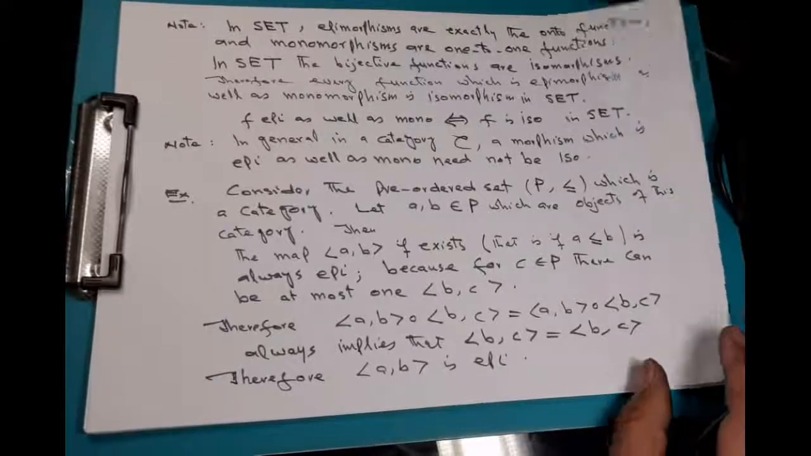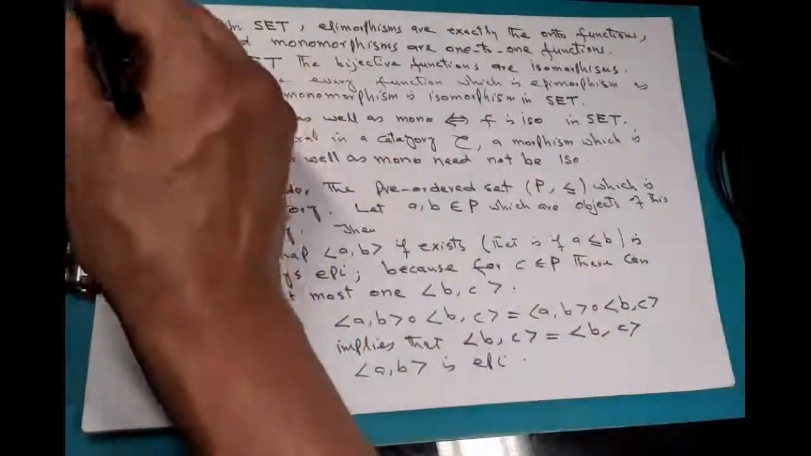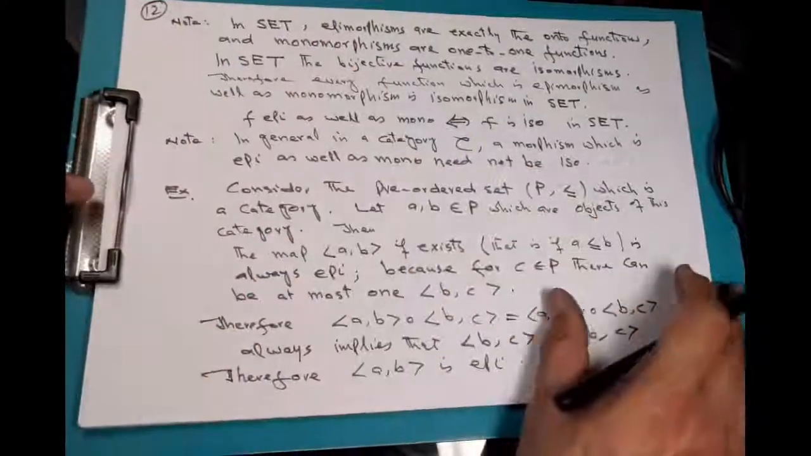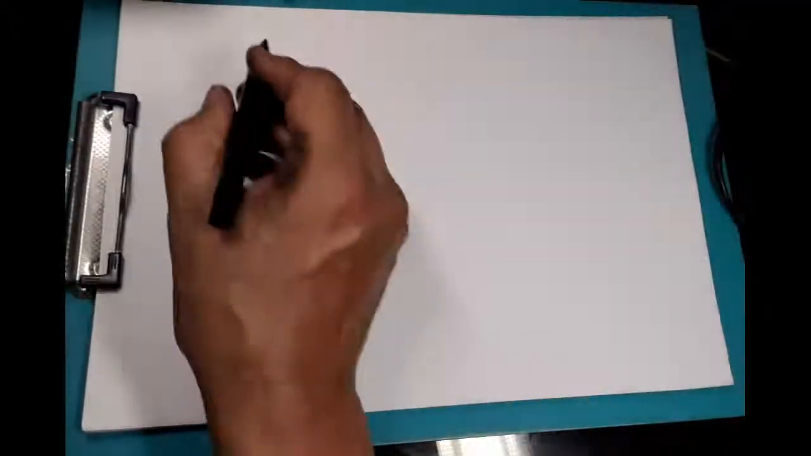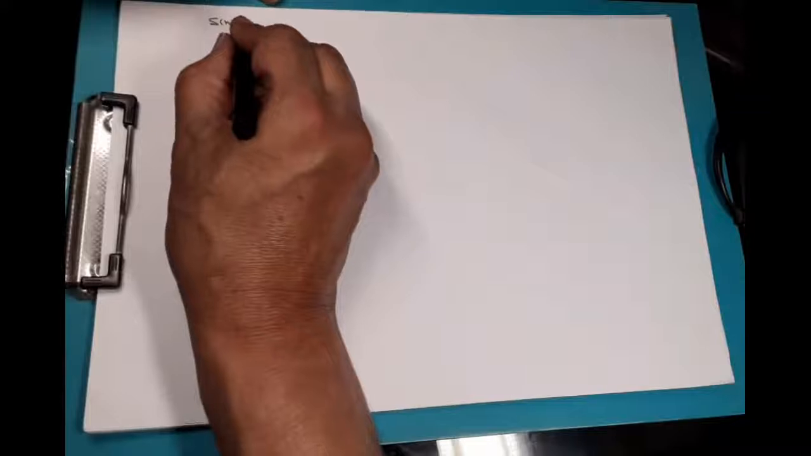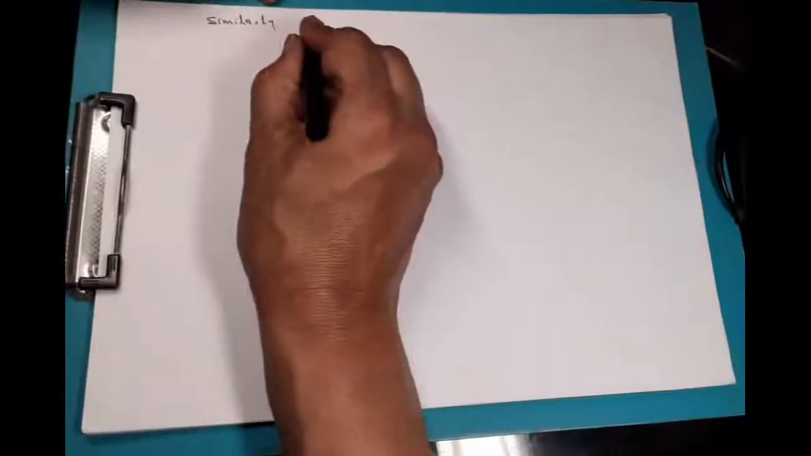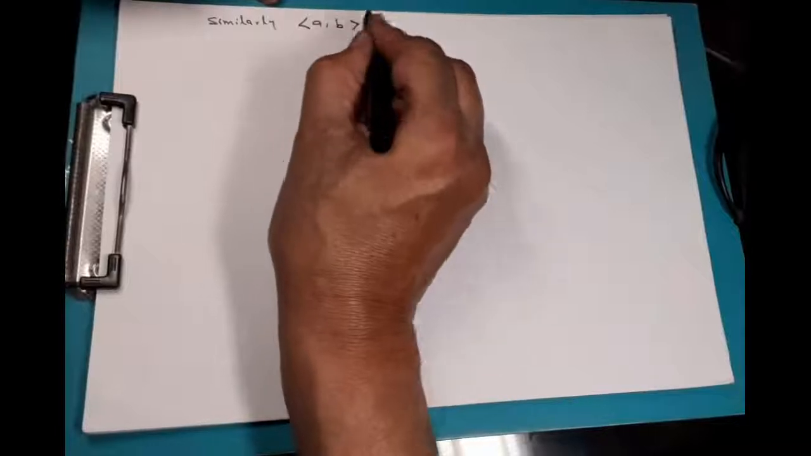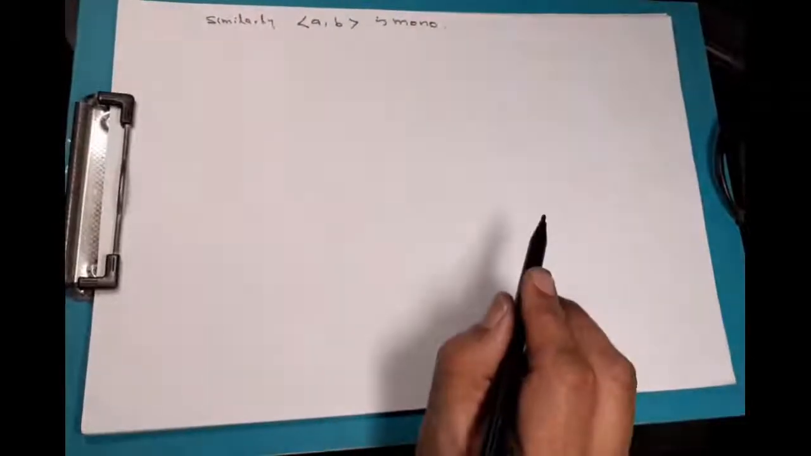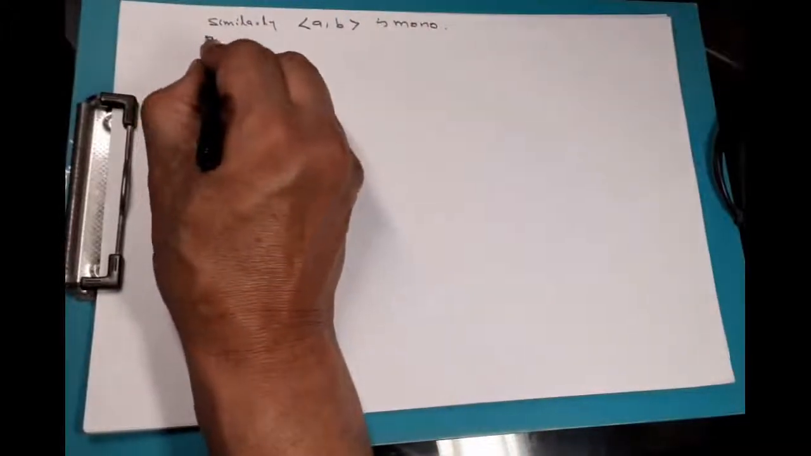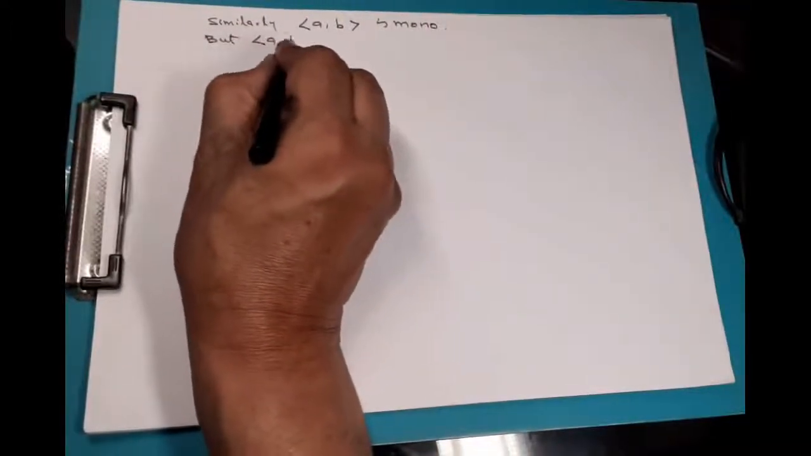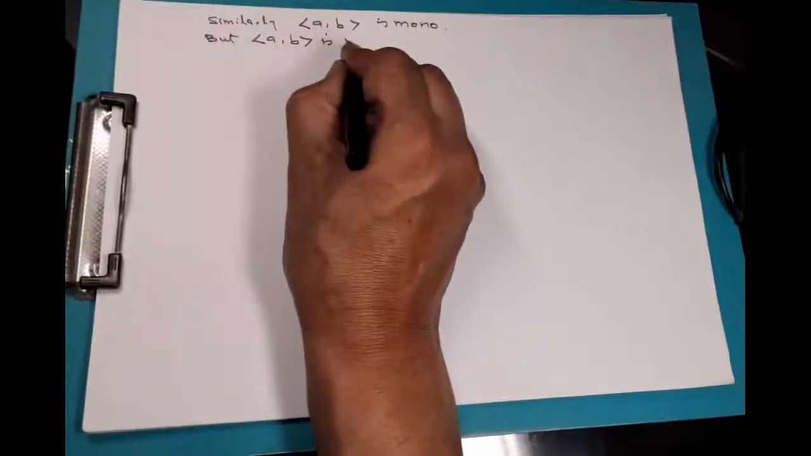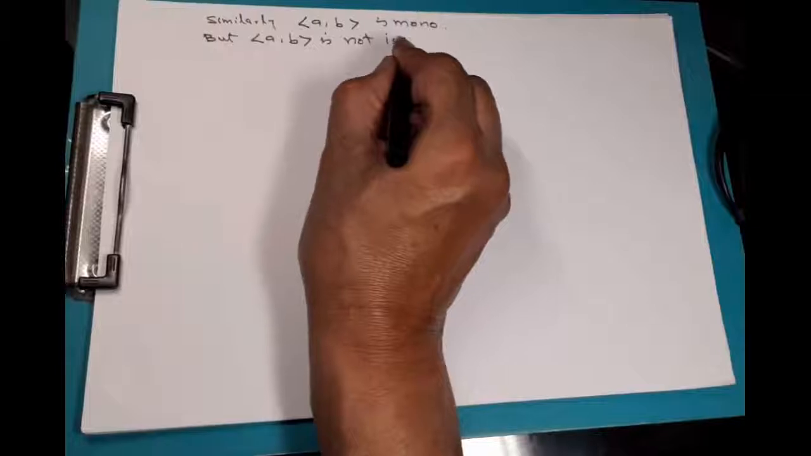Similarly, we can easily see that AB is mono. Similarly, this arrow AB is mono. But AB is not iso in general. This AB is not an isomorphism, in fact, in general.